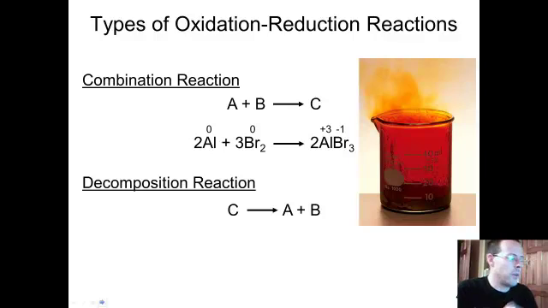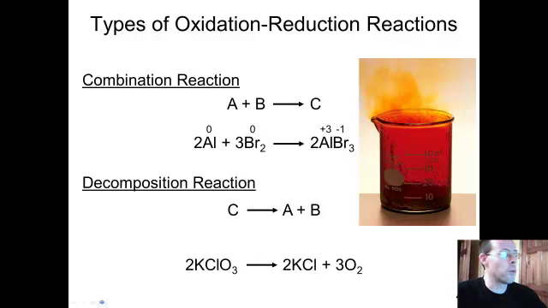Alright, decomposition reactions. They always have the form of C yields A and B. So again, we start with one thing and we end up with more than one thing. Here's an example. Always start with some sort of compound. If we look at this, chlorate is a -1 charge. So oxygens are typically -2. There's 3 of them, so that's a total of -6. So what plus -6 equals -1? Well, chlorine must be a +5. And this potassium, it's an alkali metal, so it's always a +1.